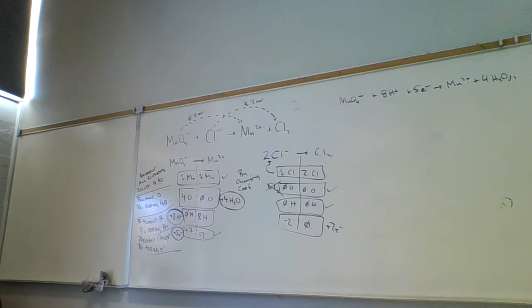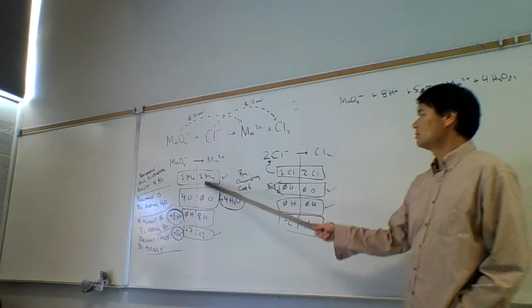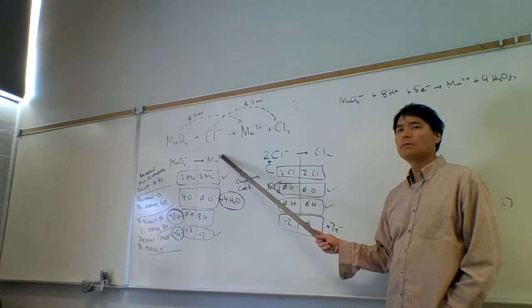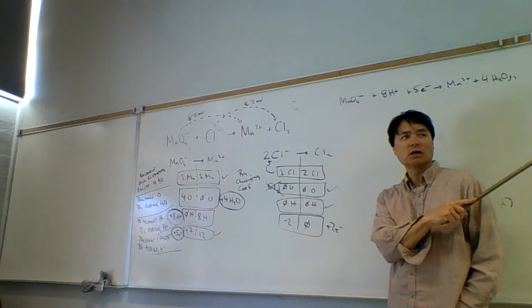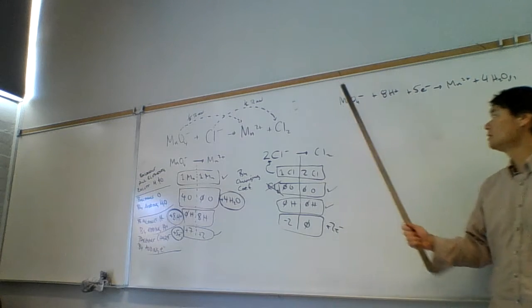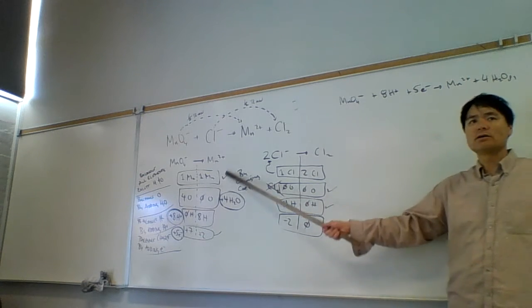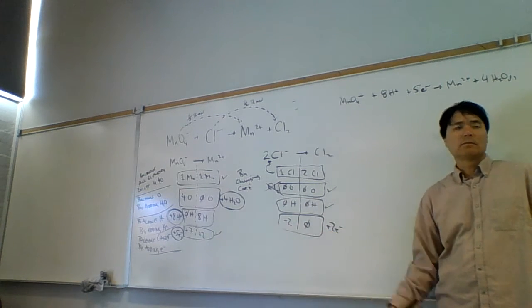In other words, this is the half reaction where permanganate goes to manganese 2 plus. I could have saved myself some time. I didn't have to do all this. If permanganate is going to manganese 2 plus, I already have that half reaction balanced there in the redox chart. And so I could have just copied this down and skipped this entire process.